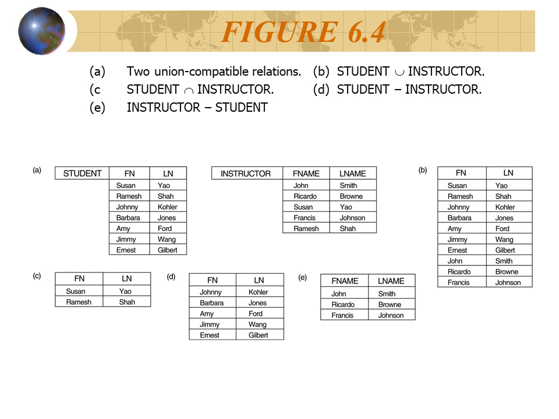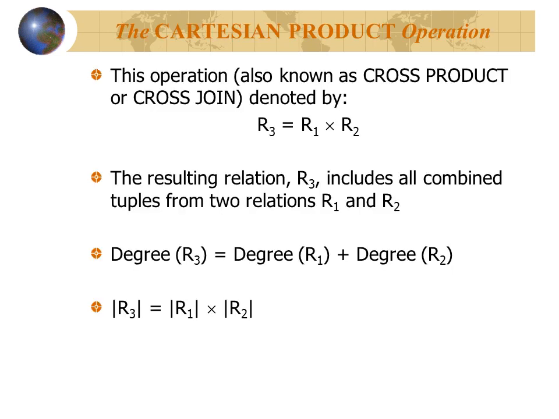Set difference means the records that are in the student should not be in the instructor. Susan Yao is available here, and Ramesh Shah is also available in this table, so those two records will be eliminated. Only Johnny, Barbara, and Jimmy Ames will be displayed in the set difference operation. We can also take instructor minus student, which gives the result for the instructor.